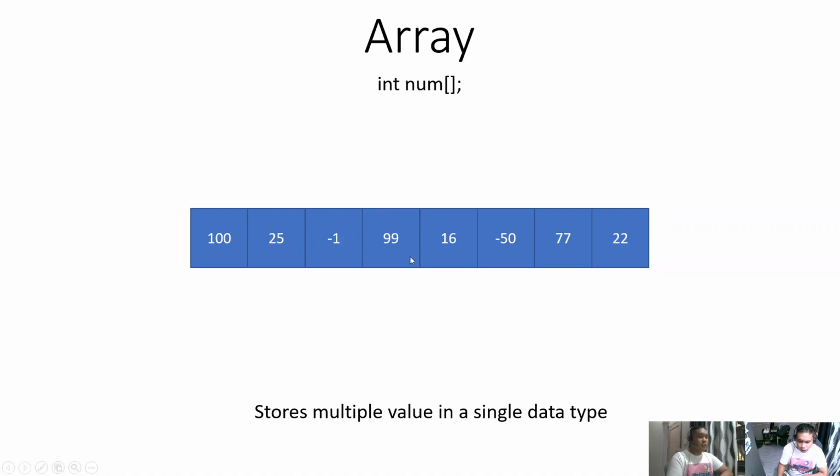As you can see on the box, these are the subsections of your box. With variables, you are creating a separate box in the RAM for each. Here you're saving more storage since you're creating just one box with subsections, and all of those boxes are under the name num. So you can save much more space in your RAM if you're using an array. 125, negative 1, 99, 16, 50, negative 50, 77, and 22 are integer values.